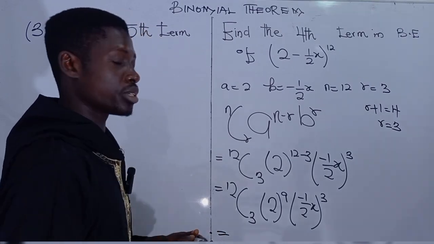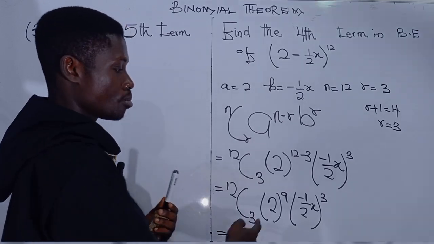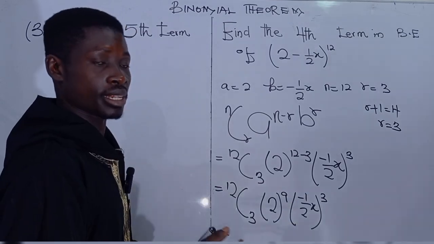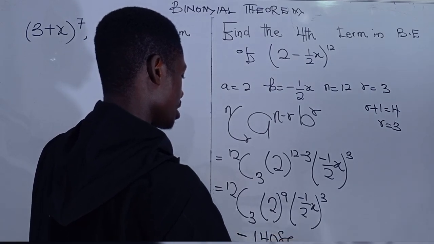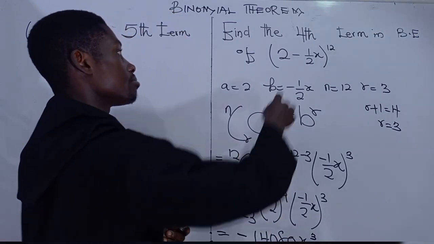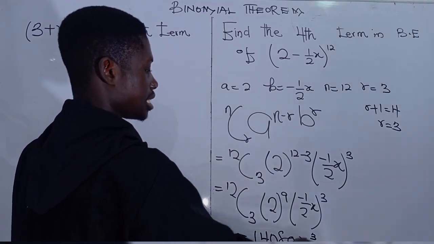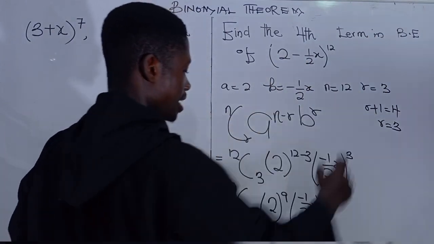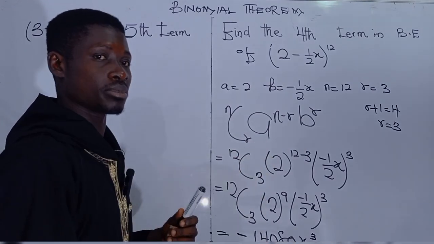Now once you have this, you can punch it into your calculator. Everything is on your calculator. Just punch 12 combination 3, multiply 2 raised to the power 9, multiply minus 1 over 2x all raised to the power 3, and then we are going to get this value, minus 14080x raised to the power 3. So the fourth term in this binomial expansion is minus 14080x raised to the power 3. You don't have to go through the stress of expanding the whole of this and then identifying the fourth term. You can use the general term formula.